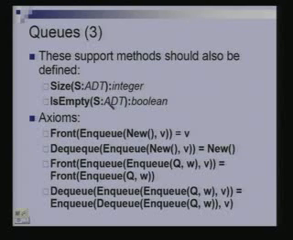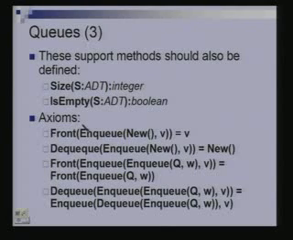Besides that, we also have some other support methods to implement a queue, and one could be size, and one is empty. Size would tell us how many elements are there in the queue, and is empty would tell us whether the queue is empty or not. So, it would return true if the queue is empty and false otherwise.